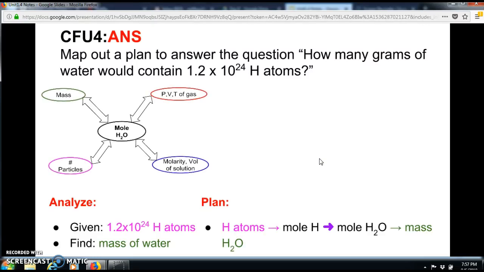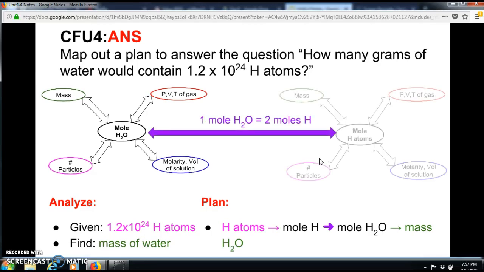All right, so this is what your work should look like. In this case, you are asked to find the grams of water. So we're actually trying to go over here, but we're starting over here with the number of hydrogen atoms. So we go from number of hydrogen atoms to moles of hydrogen atoms, use the molar ratio to go to moles of water, and then from moles of water, we can go to the mass of water.